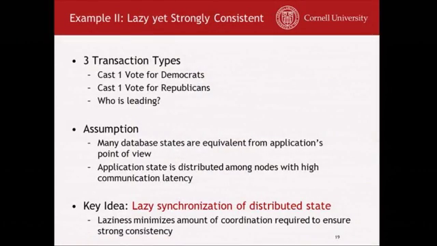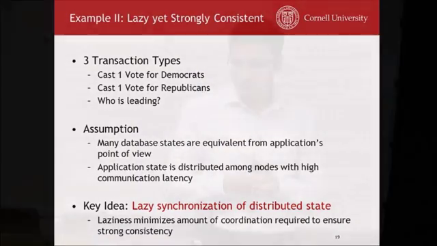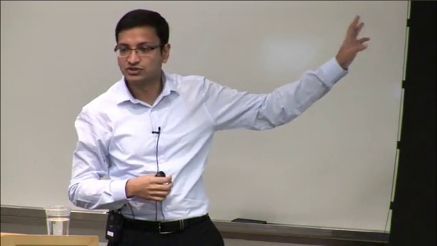So again, I made two assumptions. One was from the application's point of view, there are many database states which are equivalent, and it doesn't really perceive how they are different. And the second, that communication is expensive, which is a very mild assumption and is true in many scenarios. And again, I'll request you to humor me for now, and I'll come back and identify a class of applications over which these two assumptions hold. So assuming that these two assumptions hold, the key idea is to lazily synchronize distributed state. And by doing this lazy synchronization, we can minimize the amount of coordination without actually sacrificing the consistency requirement.